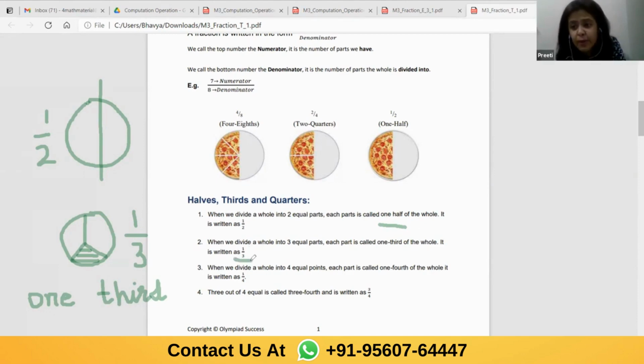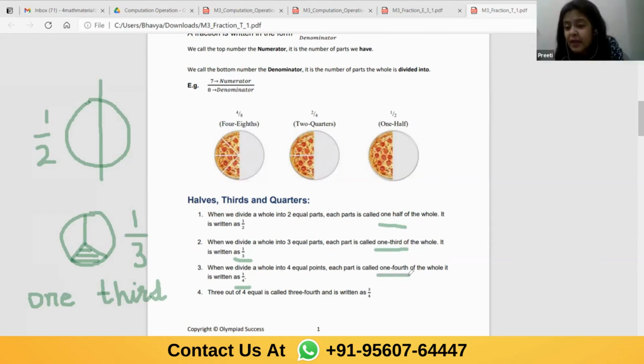So 1/3, I can say 1 out of 3, but I can't write that. I have to write one third. I can't write any of the terms that I'm speaking. If I have 1/4, I can't say 1 out of 4. I have to write one fourth.